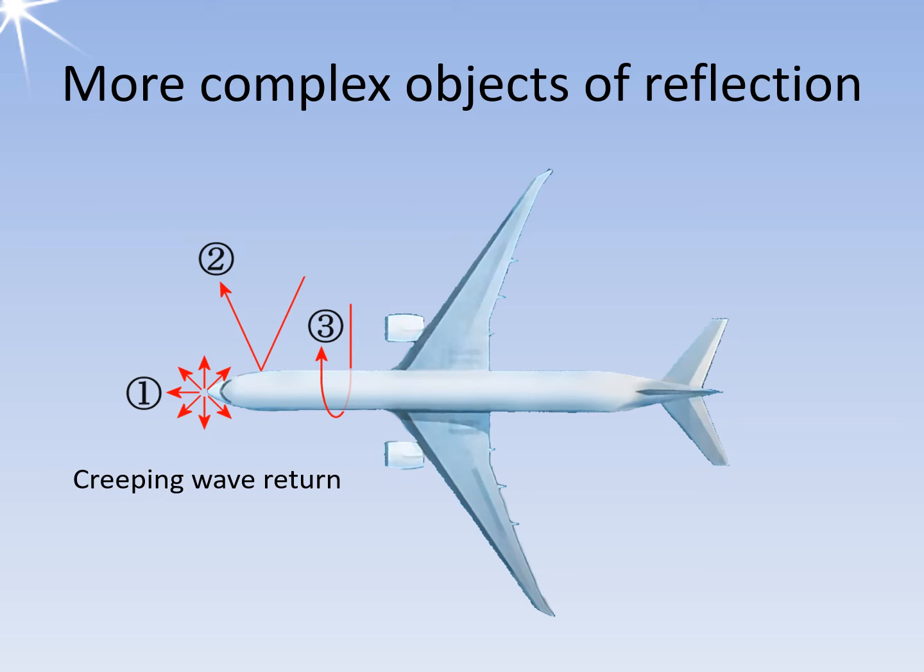Third, creeping wave return. A creeping wave gets bound to a smooth, shaded surface. It is guided around the rear of a smooth body and is then launched back to the radar when it reappears at the shadow boundary on the opposite side. The creeping wave mechanism is significant for military and civilian targets only at low frequencies.